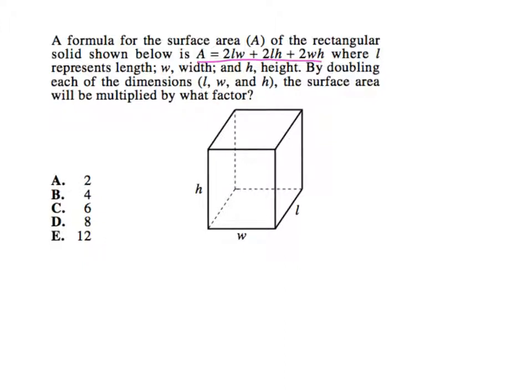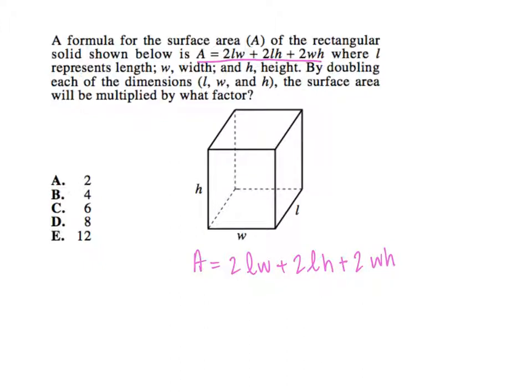Okay, so let me just digest what they're saying. They're saying, if I were to double the length, the width, the height, what would the factor be to the original surface area is what it's asking. So let's just think about it for a moment. So I'm going to bring down that formula. So we have A equals 2LW plus 2LH plus 2WH.